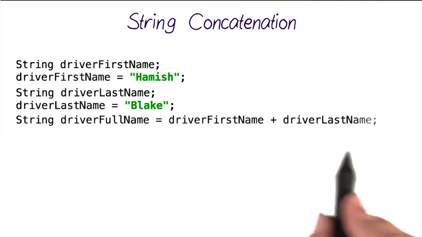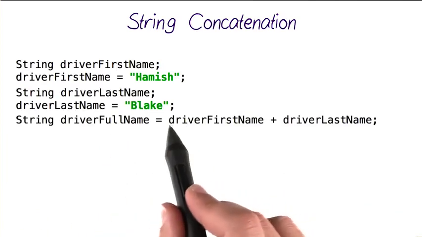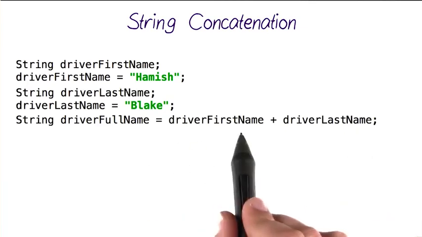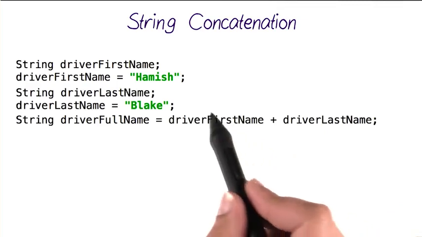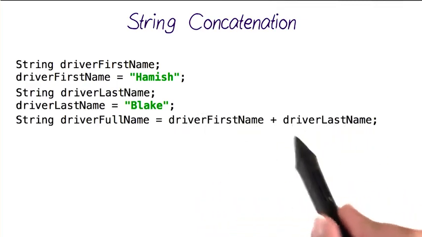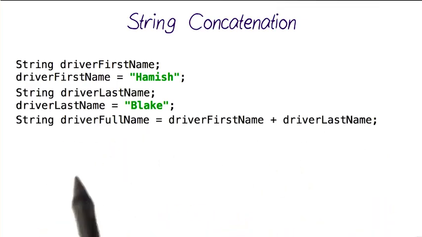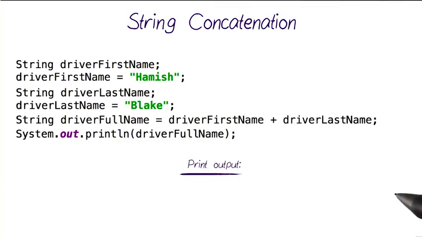Now, we can actually do something like this, where I've created a new string called driver full name, and it is actually equal to just the sum of those two strings, driver first name plus driver's last name. What this plus is doing is it's just joining this variable string here to this variable string there. So, I'm expecting that the driver full name string would have the string Hamish Blake in it. Let's print it out using the system out println statement to see what's inside. And the output that I get is Hamish Blake.